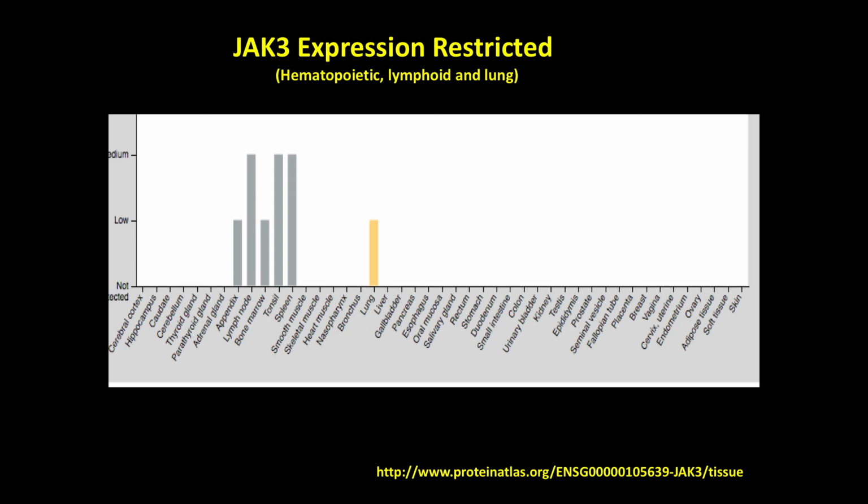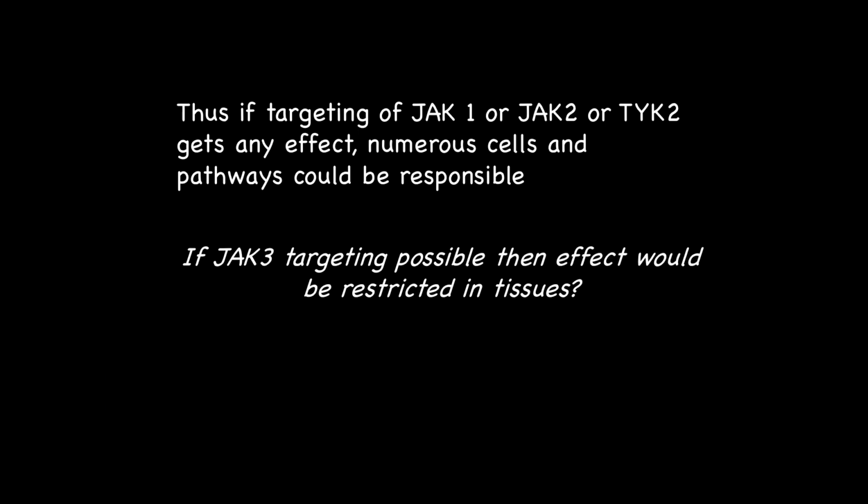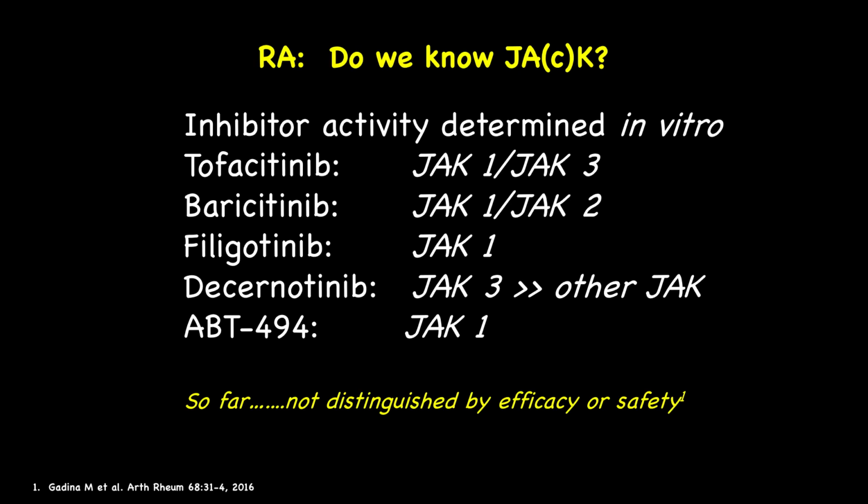And the trouble with all these kinase inhibitors, as we all know, to cut to the chase, is that all the kinase inhibitors, no matter where they seem to work on this cascade, whether they're JAK1 specific, JAK2 specific, JAK1 and JAK3, JAK2 and JAK1, they all seem to have the same outcomes, and we don't quite understand why. So I put up there: is JAK3 targeting possible, will the effect be restricted to tissues? We don't know. There's a JAK3 covalent inhibitor that's being tried and explored, and we'll just have to wait and see what that shows.